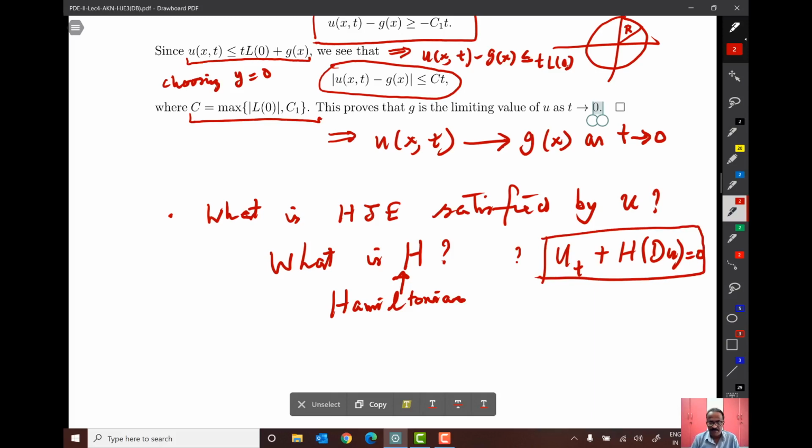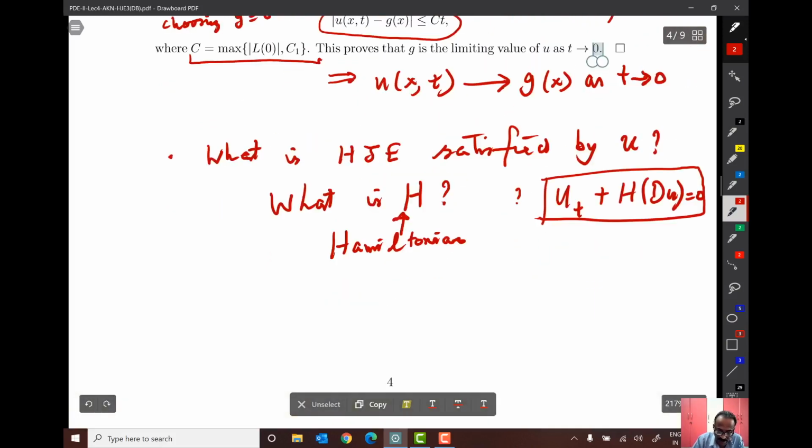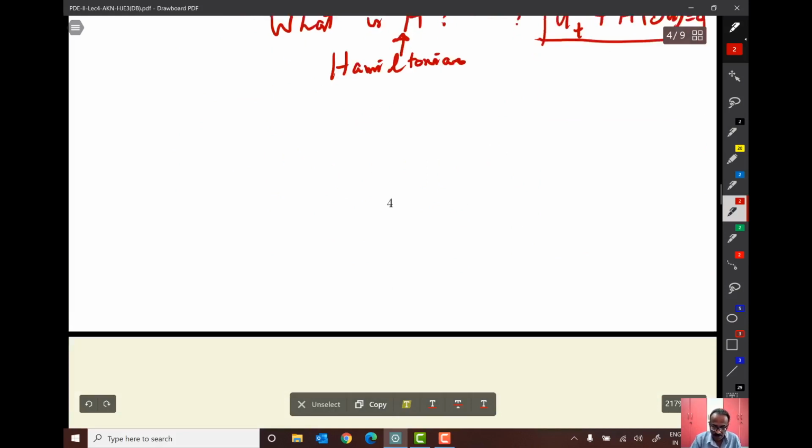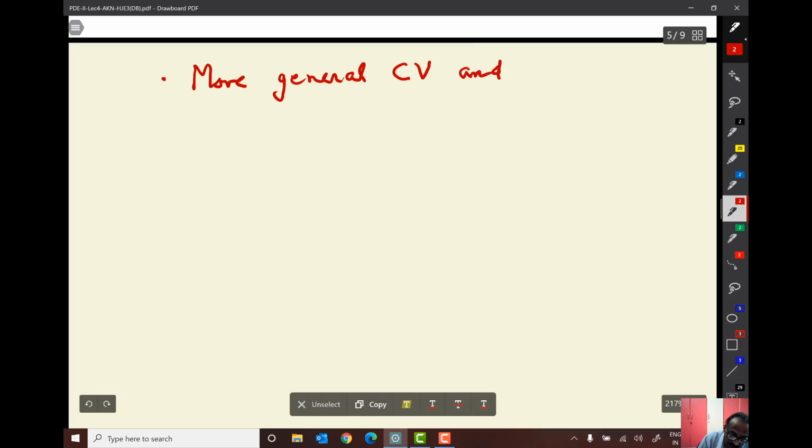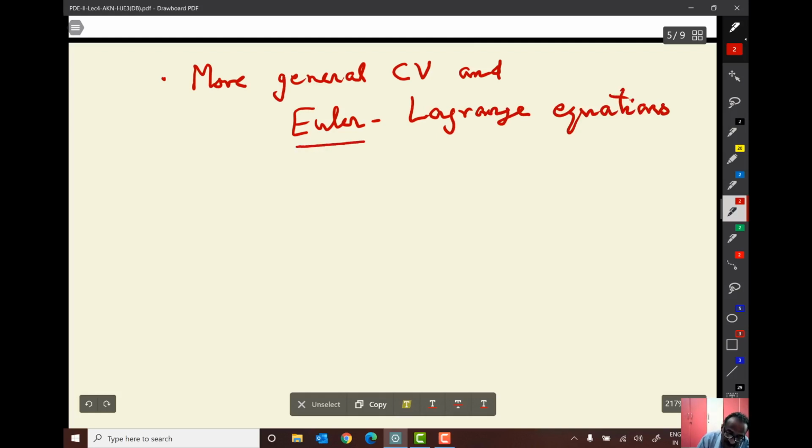Before completing today, I wanted to complete one more section, but that's not possible. I'm going to study something a little more general. We have studied one calculus of variations problem, so we are going to study more general calculus of variations and the Euler-Lagrange equations. I will do the setup today, and then we will give some examples, and after that we will come back to the Hamilton-Jacobi equation later.